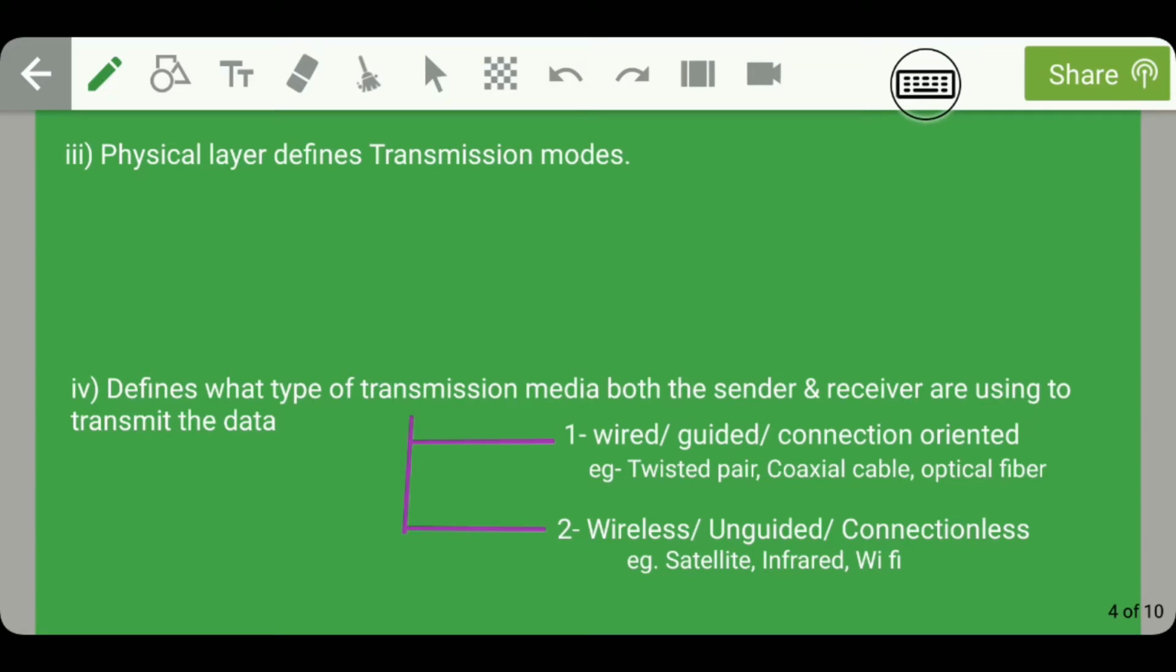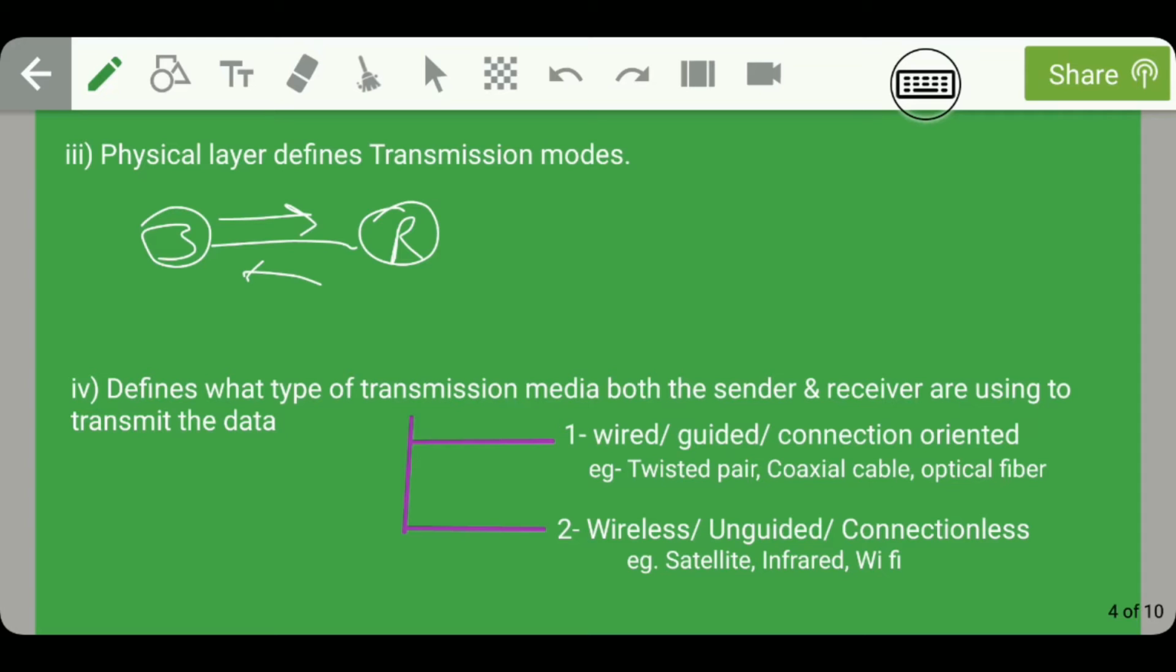We had discussed that in a simplex transmission mode, consider this is the sender and this is the receiver, only one-way transmission takes place. An example of simplex transmission mode was keyboard-monitor interaction. Whereas in half duplex transmission mode, two-way transmission takes place but not at the same time. An example of half duplex transmission mode is the walkie-talkie. Similarly, in full duplex transmission mode, transmission takes place in both directions and also at the same time. An example of full duplex transmission mode is telephonic conversation.